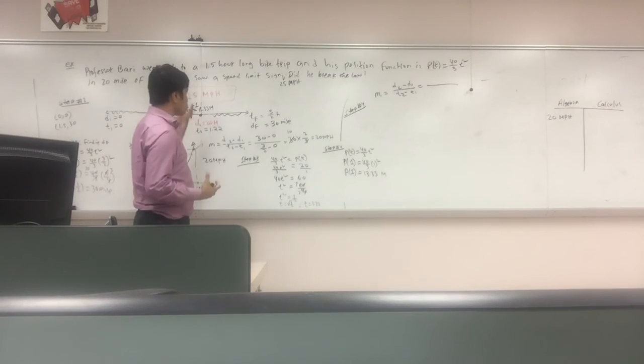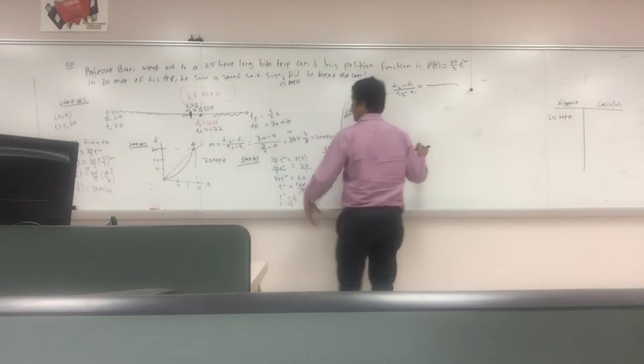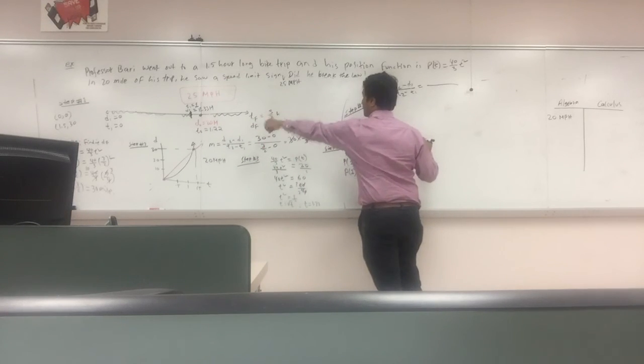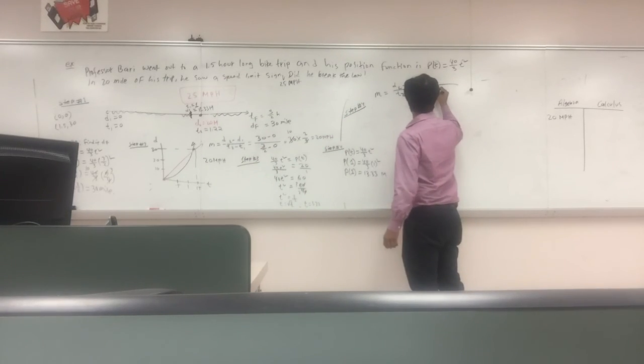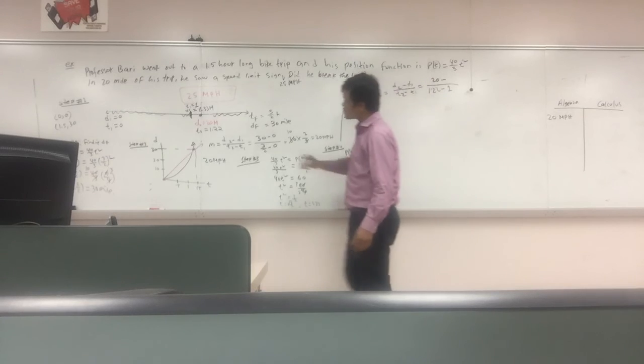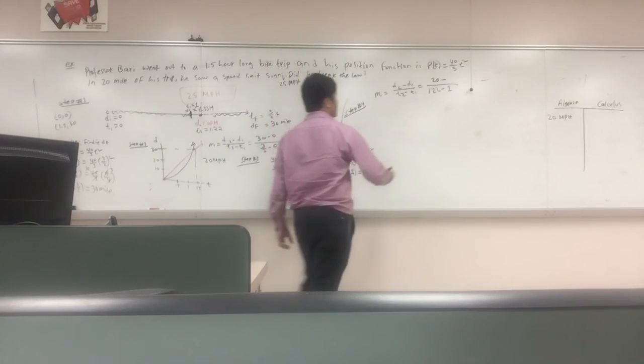Okay, now we can find the slope again. Now we have 1.22 minus 1, and on the top we have 20 miles minus 13.33.